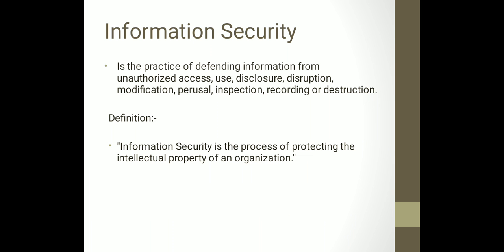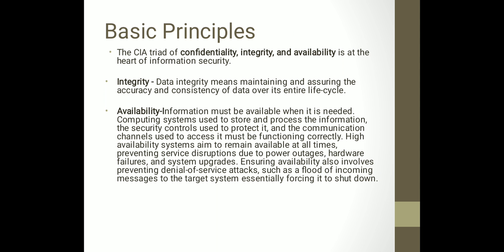Information security means defending information from unauthorized access or unauthorized users. It helps us to protect the data from unauthorized access. Information security is the process of protecting the intellectual property of an organization. Intellectual property means the patents and copyrights of an organization, which can be protected through information security.